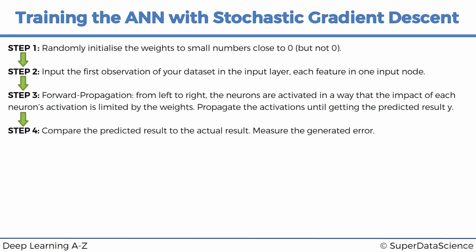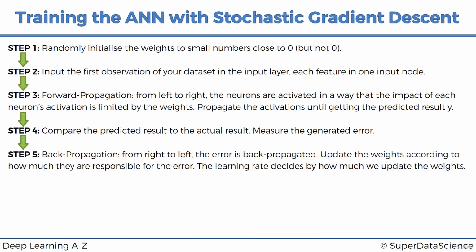Then compare the predicted result to the actual result, measure the generated error. And then you do the backpropagation. From right to left, the error is backpropagated. Update the weights according to how much they're responsible for the error. Again, you are able to calculate that because of the way the backpropagation algorithm is structured. The learning rate decides by how much we update the weights. The learning rate is a parameter you can control in your neural network.